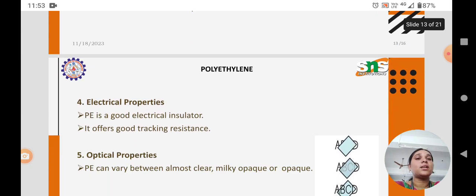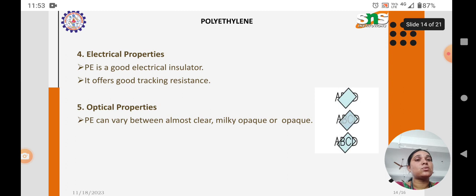It has electrical properties: it is a good electrical insulator and offers good tracking resistance. Optical properties: it can vary from almost clear to milky or opaque. The picture shows the three samples: slightly opaque, milky opaque, and opaque. It is available in the clear structure too.